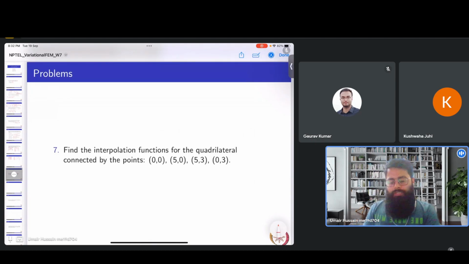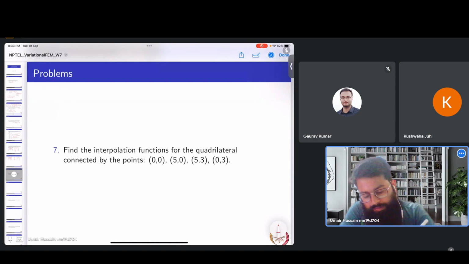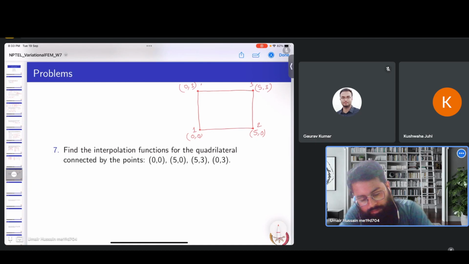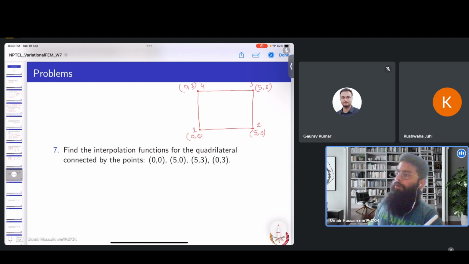Now find the interpolation functions for the quadrilateral connected by the points (0, 0), (5, 0), (5, 3), (0, 3). Now we'll have a little challenging geometry. We have (0, 0), (5, 0), (5, 3), (0, 3): node 1, node 2, node 3, node 4. So how do we go about it?